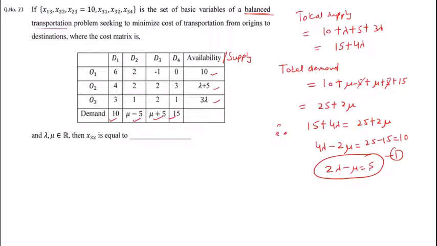Because by this time we should be clear that we cannot just solve the question by directly somehow finding the value of x32, right? We are interested in finding this x32, so we have to know the values of lambda and mu. So whatever is given, we are using that information. So we have got one equation by using the information of balanced, and now we'll be using the basic information of a transportation problem. So in a balanced transportation problem, all the constraints are equality constraints, right?